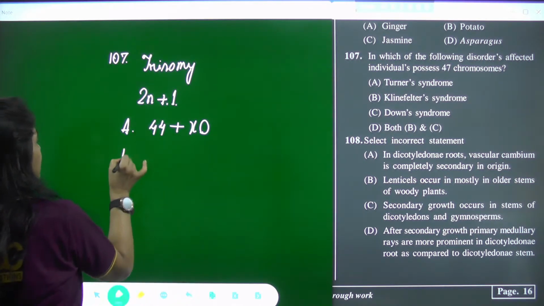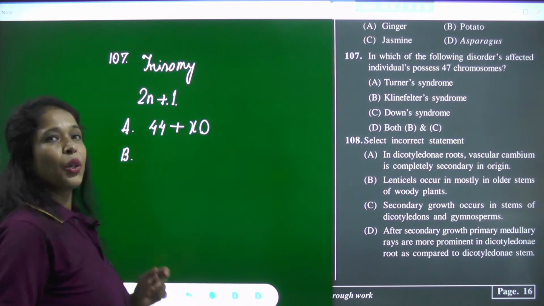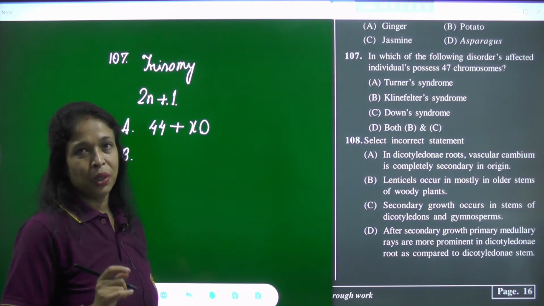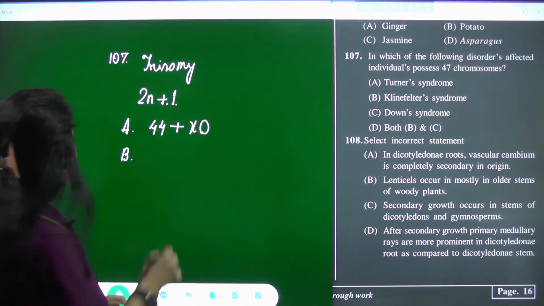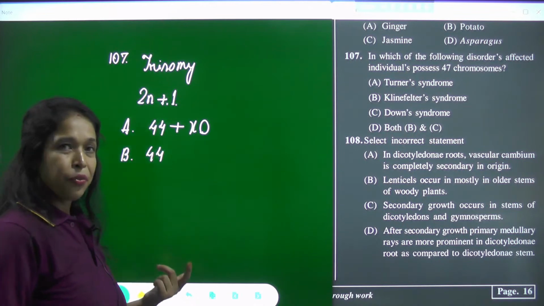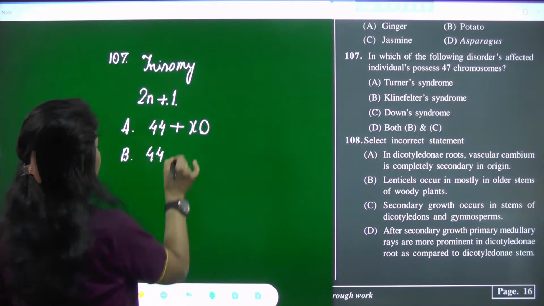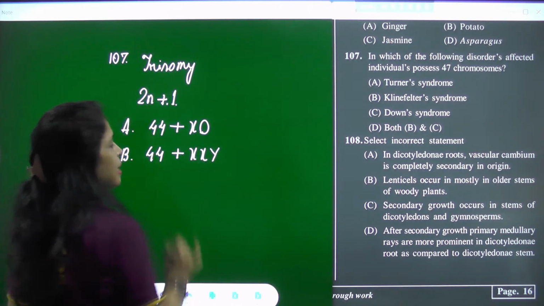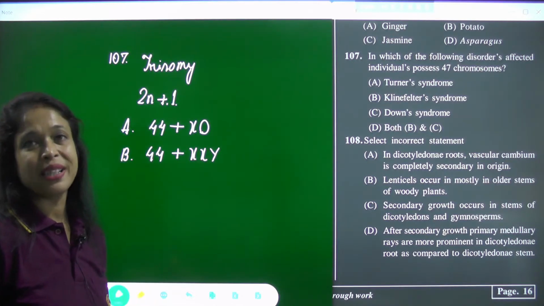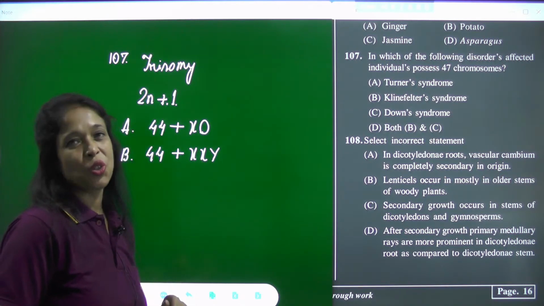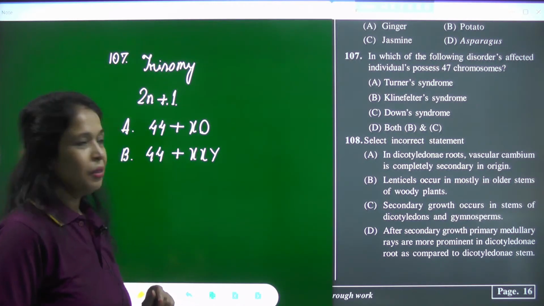Then Klinefelter syndrome, another chromosomal disorder in males. So, what is the chromosomal constitution for Klinefelter syndrome? Autosomes are 44, same, but having 3 sex chromosomes instead of 2 sex chromosomes, XXY, 1 X chromosome extra.